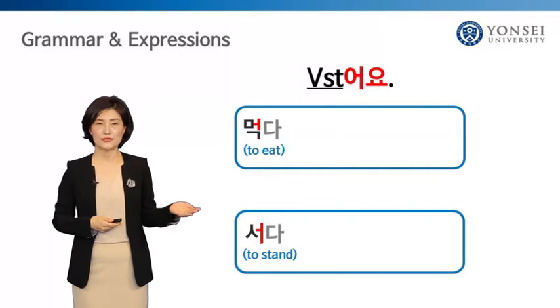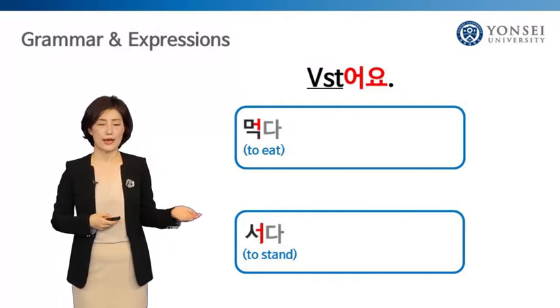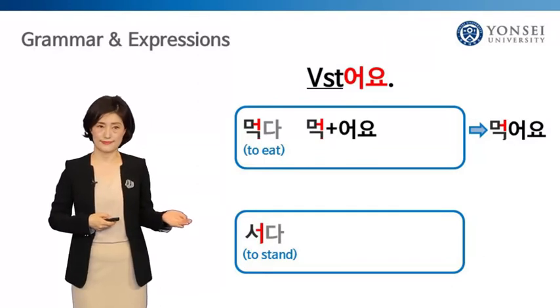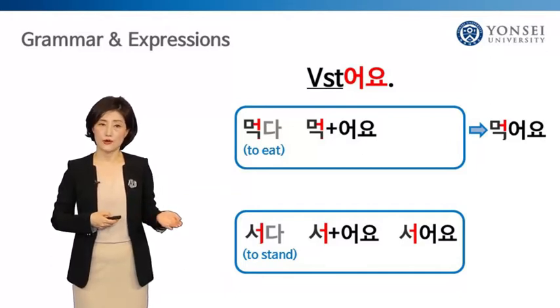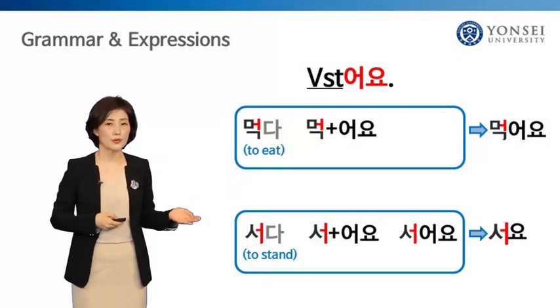First, there are verbs that have 어 in the end of their verb stem. The verb stems of 먹다, to eat, and 서다, to stand, are 먹 and 서 when you take the ending 다 away. The verb stem ends with 어, so 먹다 becomes 먹어요, adding 어요 to 먹. Likewise, 서다 becomes 서어요 by putting 어요 after 서. And 서어요 is shortened to 서요.